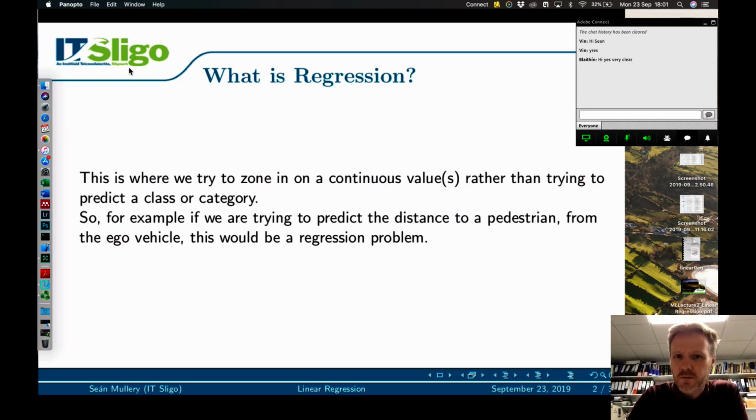So, for example, if we're thinking about our autonomous vehicles applications, trying to predict the distance to a pedestrian, or maybe the distance to another car from the ego vehicle, so from the vehicle that we're in, this would be a regression problem because we're trying to say how many meters, how many feet, or how many centimeters they are away from us. On the other hand, if we were trying to predict whether something was a pedestrian or a cyclist or a car, in that case we would be trying to classify or categorize them. That would not be a regression problem. So where we're trying to determine a number, that's generally a regression problem.